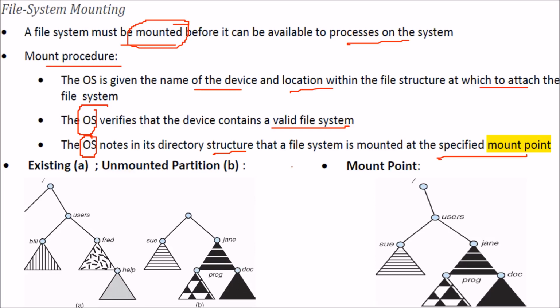See, this is the mount point. We want to mount it here. This is the part we want to mount. A is existing and this is unmounted right now. When you want to mount, you need to link this to the user here. Now you see this Sue, Jane and all these are mounted here.